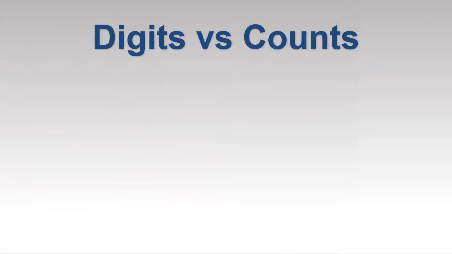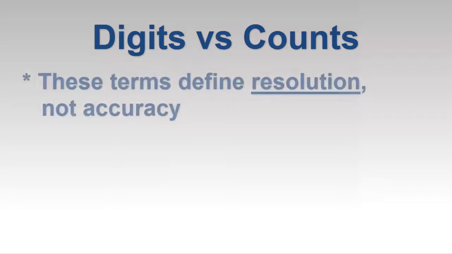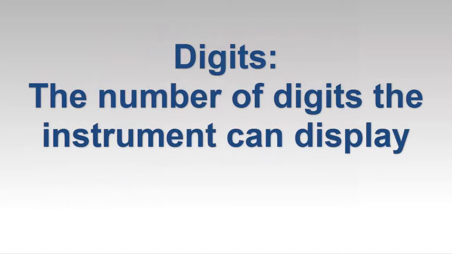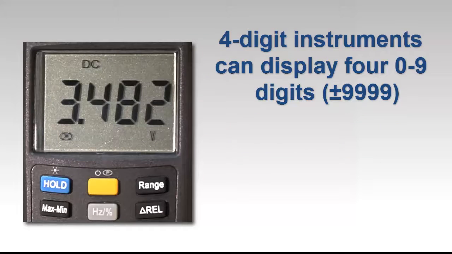Two terms critical to understanding accuracy are digits and counts. It's important to note that neither term defines accuracy. Instead, they define an instrument's resolution, a point we'll discuss shortly. Resolution is a key factor in calculating accuracy and uncertainty, so we need to clearly understand these concepts. Digits defines the number of digits an instrument can display. For example, a 4-digit multimeter can display 4 digits, 0 through 9.